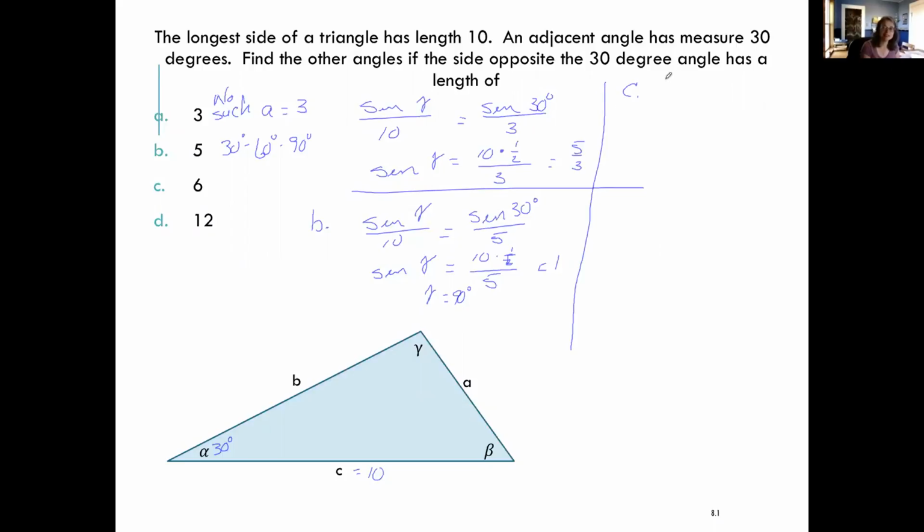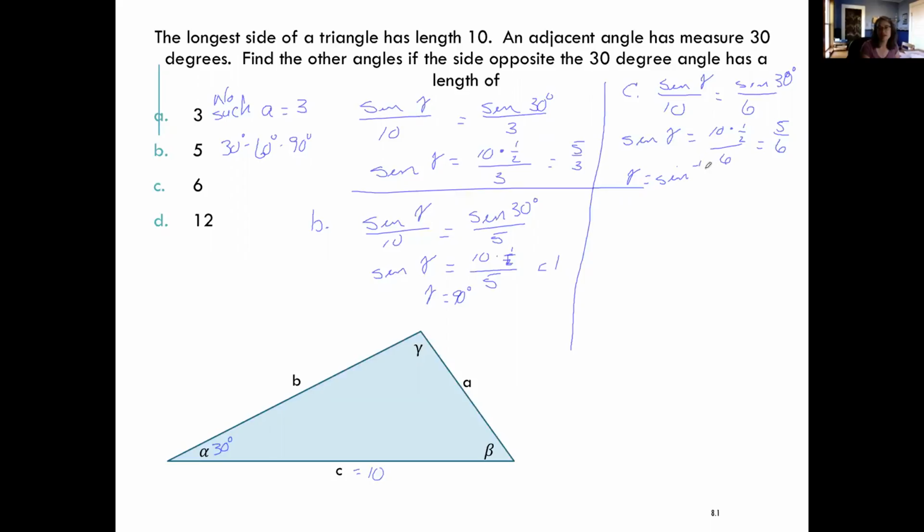All right, let's try problem C. Same thing again, we're going to set up that the sine of gamma divided by the length of the side opposite that angle is equal to the sine of 30 degrees divided by the length of the side opposite that angle. In this case, that length is 6. Which means that the sine of gamma is equal to 10 times the sine of 30 degrees, which is 1/2, divided by 6, which is 5/6.